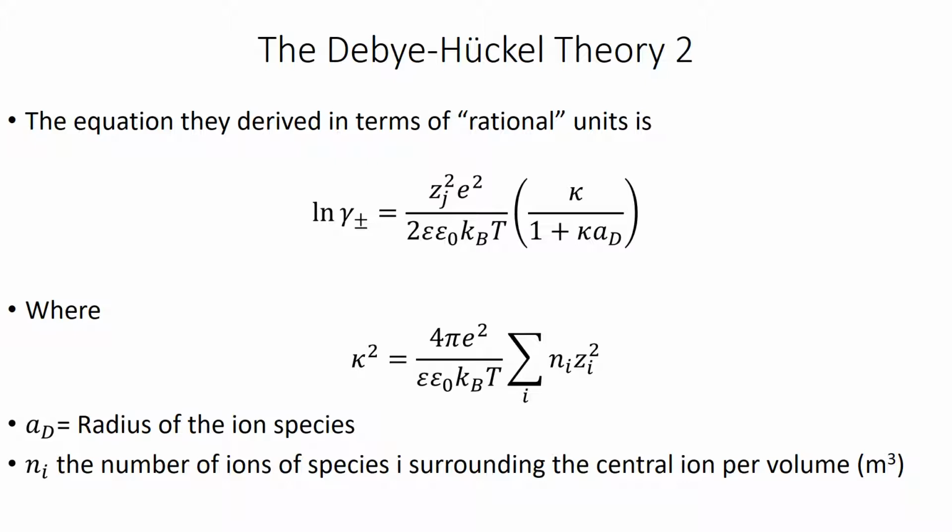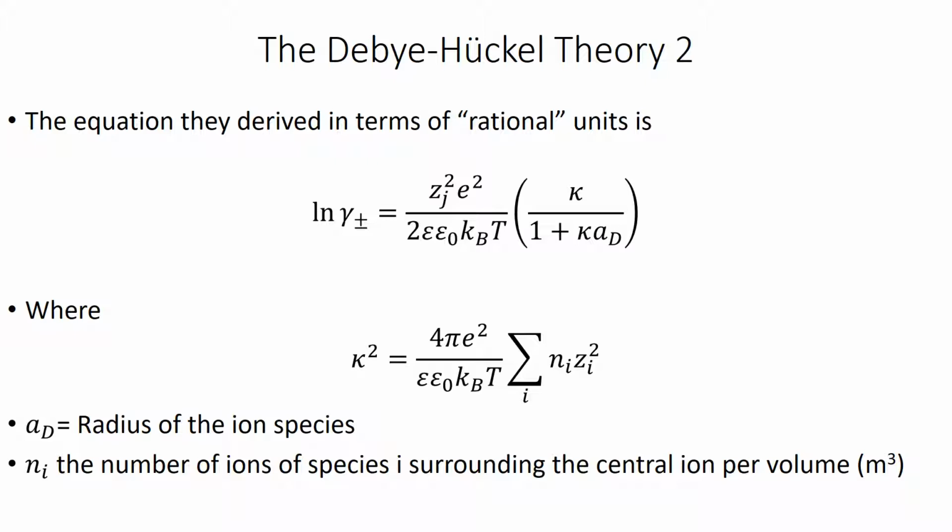kappa squared is equal to a prefactor as well, which is very similar to the one above, plus this summation term. Now, what's a_D? That's the radius of your ion species. And N_i in this summation term is the number of ions of species i surrounding the central ion per volume. And that's the volume in meters cubed. And z is the charge on those ions.